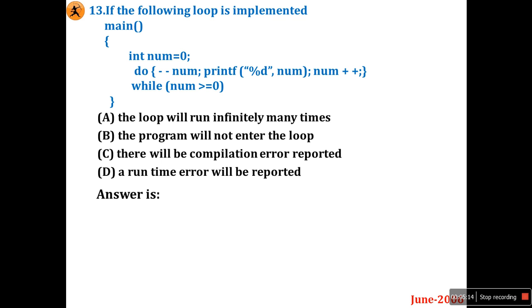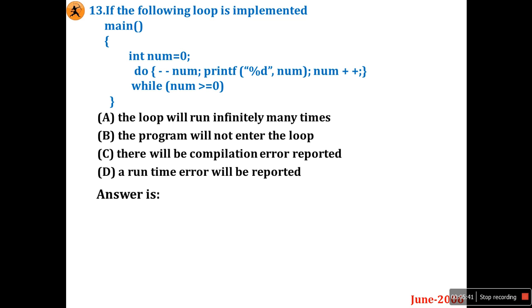Actually num is equal to 0, and --num. Now it is -1, and it prints. What is your num after the first increment? Now 0 again, because num is initially 0, and the pre-decrement makes it -1. -1 is printed, then num is incremented, so it is 0 again.